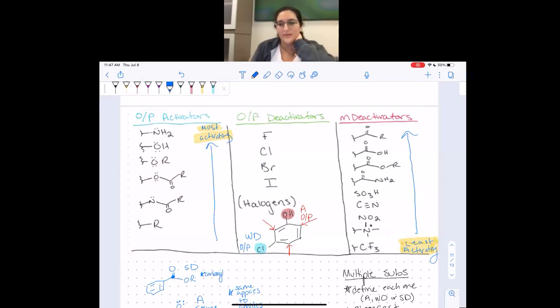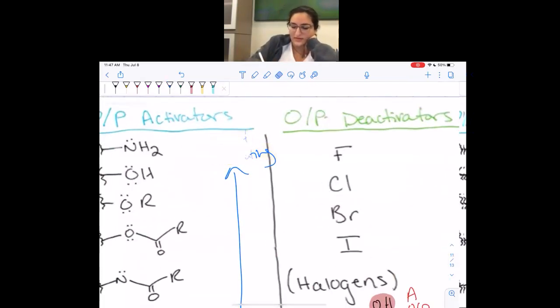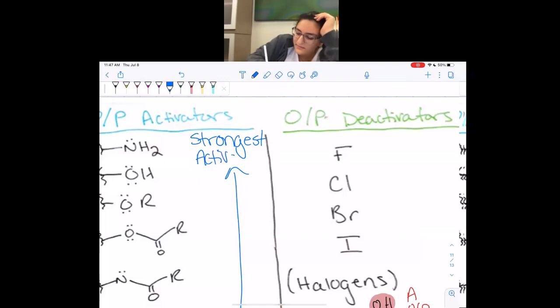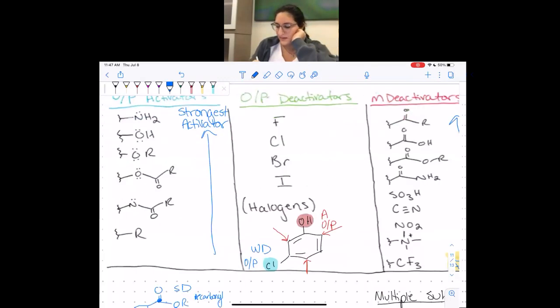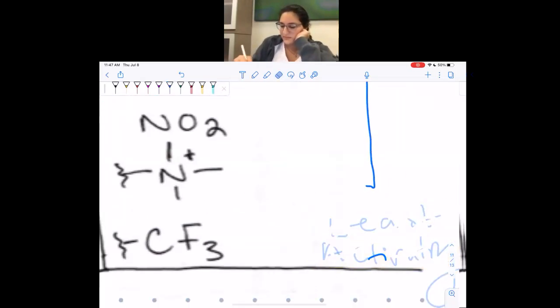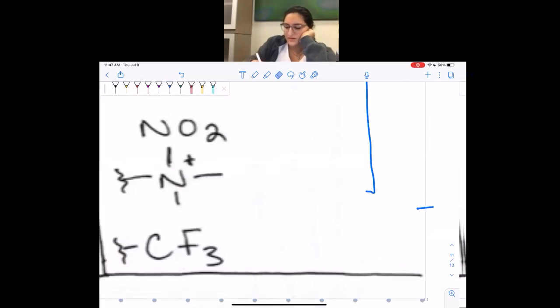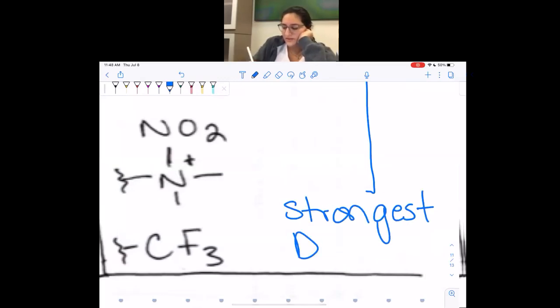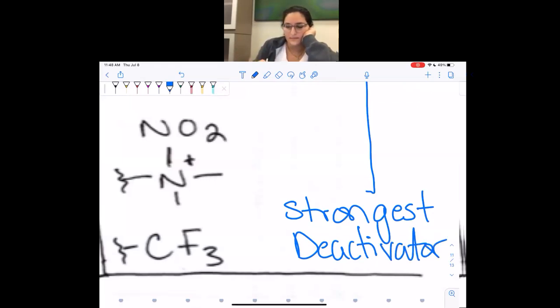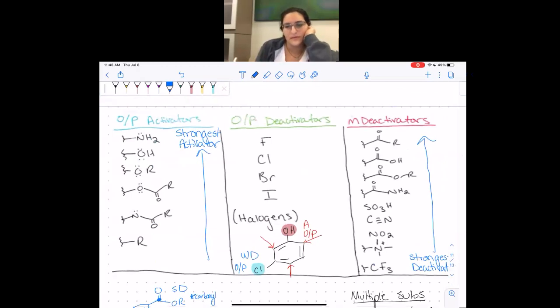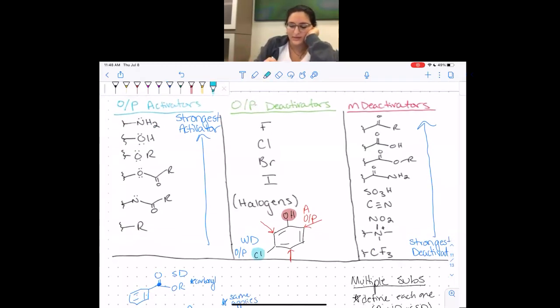And okay, someone said, wouldn't CF3 be the weaker deactivator? No. So here, maybe this is what's confusing. I'll change the wording here. So this is the strongest activator. And this over here is the weakest deactivator. So maybe this is a little bit more clear when it's worded this way.